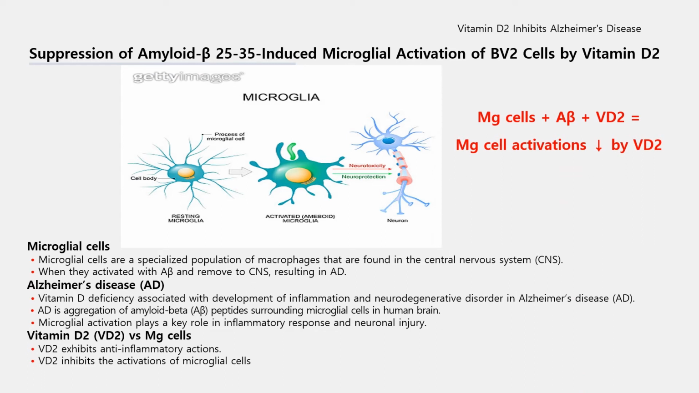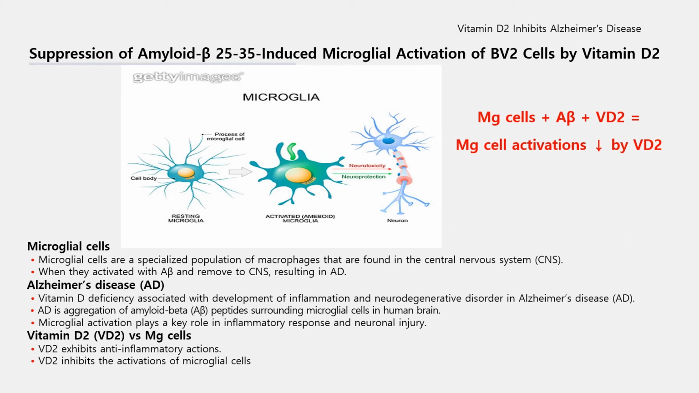The second topic is the suppression of A-beta induced microglial activation of BV2 cells by vitamin D2. This research might be a little bit difficult for you, but it will be helpful when you are reading and writing scientific research papers. Let me briefly explain the background of this study.